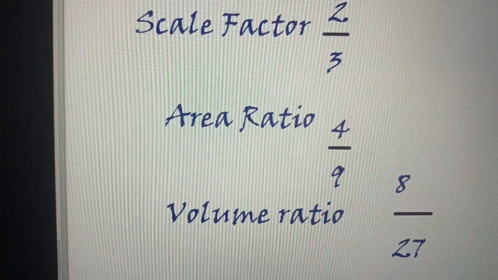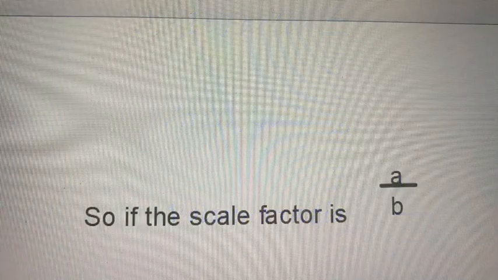All right, so let's talk about the scale factor, the area ratio, and the volume ratio. If I look at them, the scale factor was 2/3, the area ratio is 4/9, and the volume ratio is 8 over 27. I'm looking for something that I can compare it to. Well, I know that area is square units. 2 squared is 4, 3 squared is 9. Volume I know is cubic units. With my scale factor 2 over 3, 2 cubed is 8, and 3 cubed is 27.